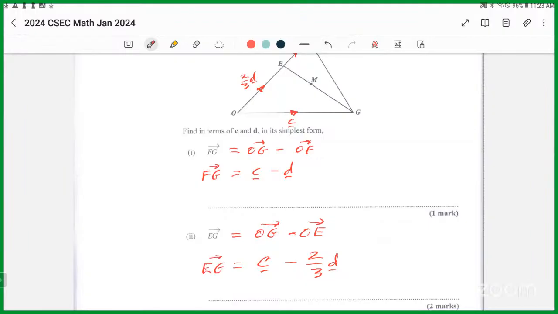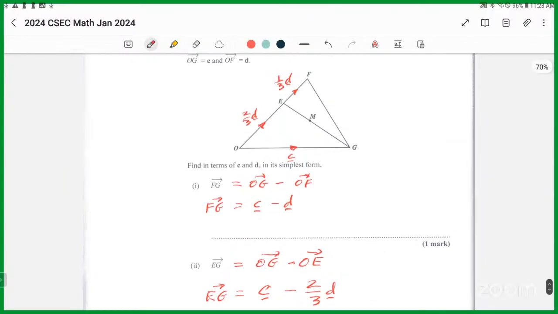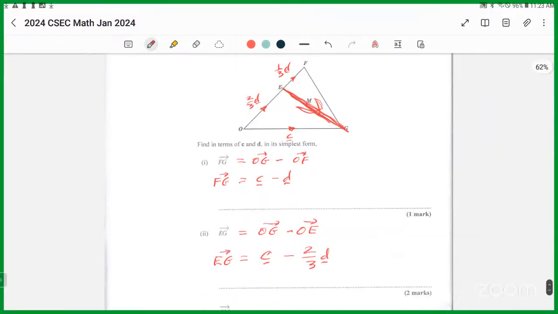And again, what it means is that we can now travel along this vector EG right here. We can travel along here because we now have this EG. So, for example, if we need to go from E to M, which is half of the EG, then it's just half of this thing down here.